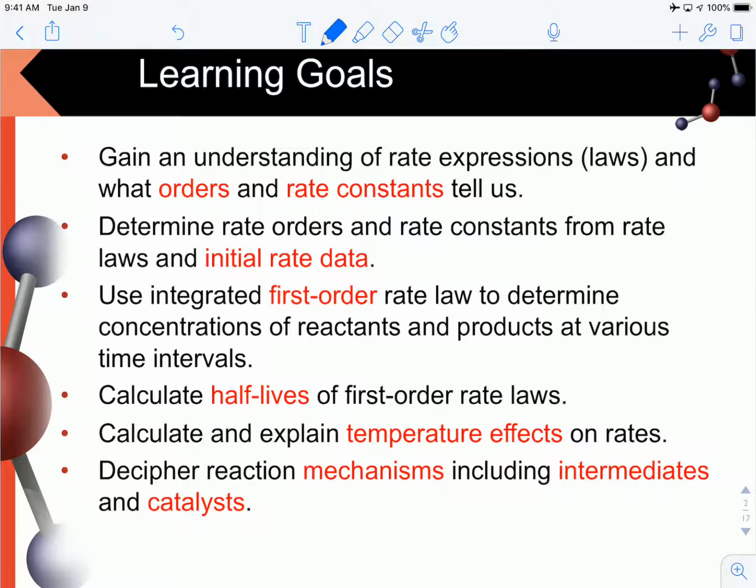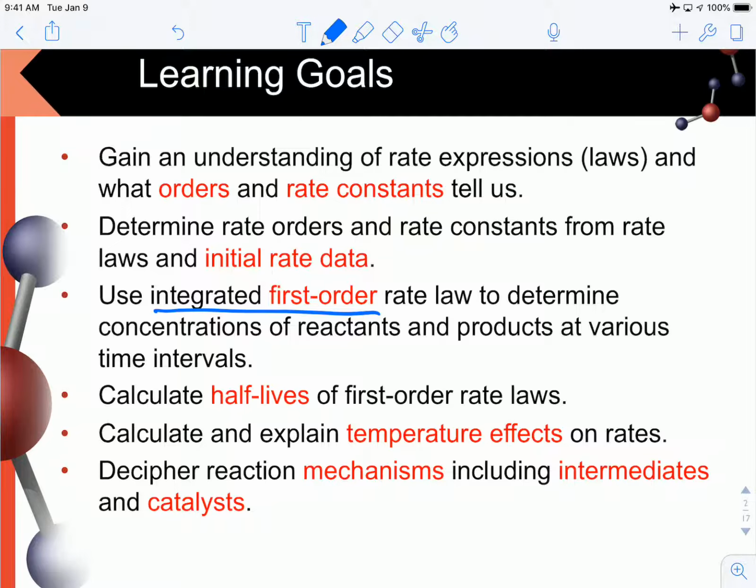Here are your learning goals. You gain an understanding of rate expressions and laws. You really get familiar with a lot of terminology, things like orders and rate constants. You'll need to be able to look at a data set and from that determine orders and rate constants. We'll spend a lot of time talking about the integrated first order rate equation, and you're going to look at several orders. You're going to look at zero order, first order, second order.